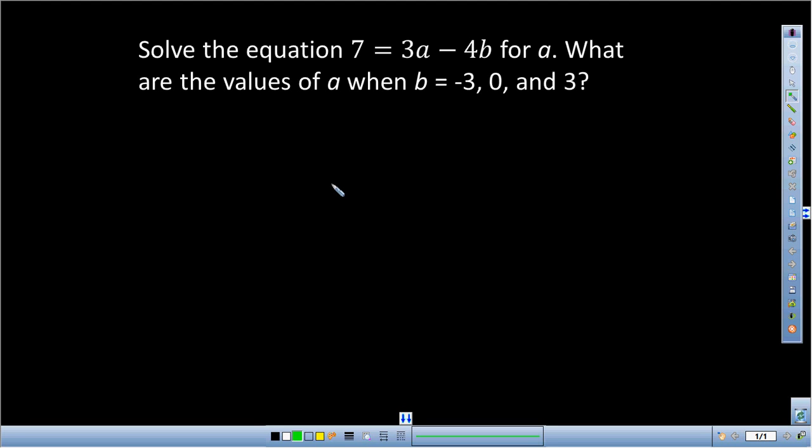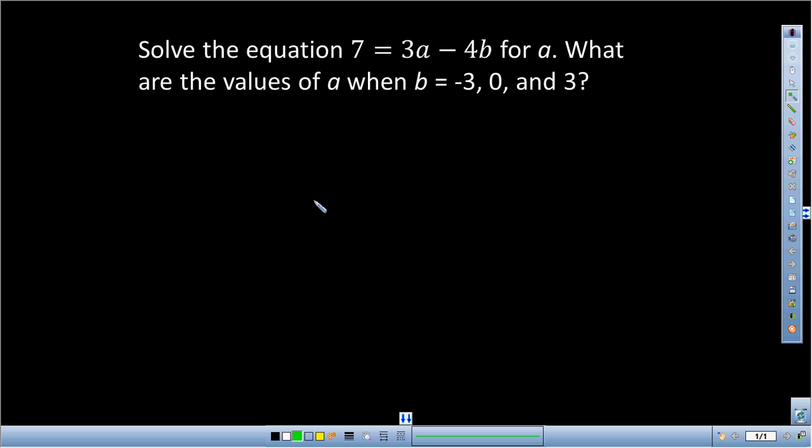This next video tutorial is related to the lesson on literal equations and formulas, and to help us a little more with that understanding, we have some examples we're going to take a look at. The first example says, solve the equation 7 equals 3a subtract 4b for a. What are the values of a when b is equal to a negative 3, 0, and a positive 3? So let's take a look at that.